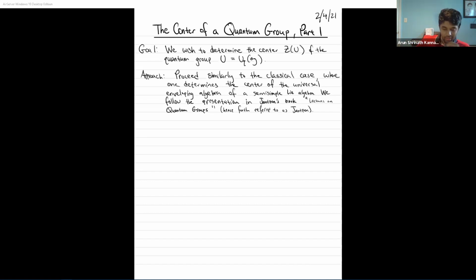So last time we introduced the quantum group and then talked about its representations. Today we're going to describe the center of the quantum group, U_q(g). And so, as always, we like to draw analogy to the classical picture, where we look at the universal enveloping algebra of a semi-simple Lie algebra.